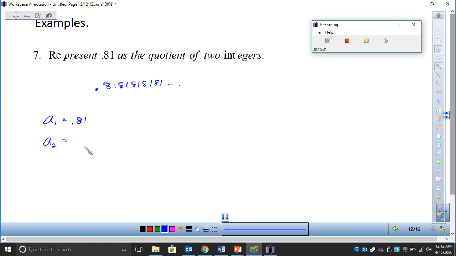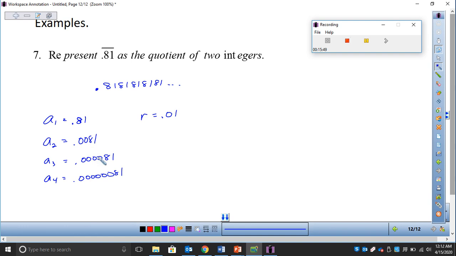My second term would be 0.0081. My third term, and you guys can pick up on this, 0.000081, and so on. So this helps us find our ratio, and we can tell what our ratio is from here. I have two numbers that are repeating, so our ratio for this is going to be 0.01. So that's our ratio. Multiply all of these by 0.01.